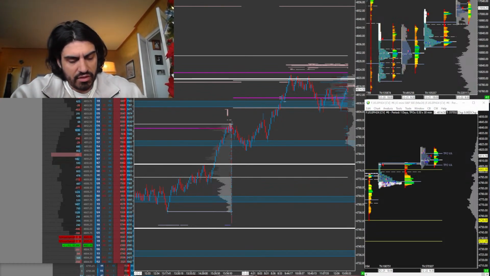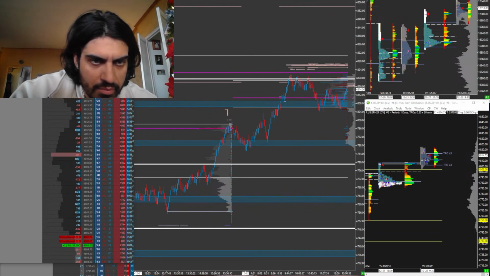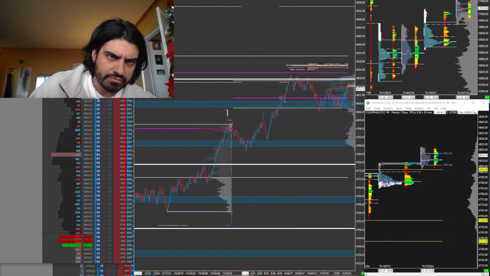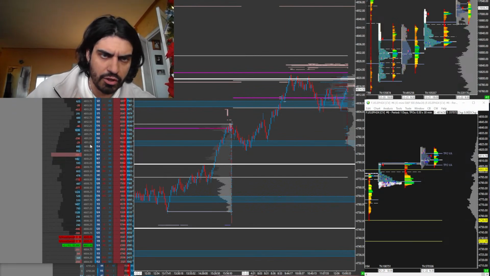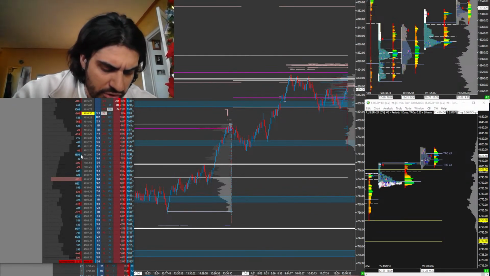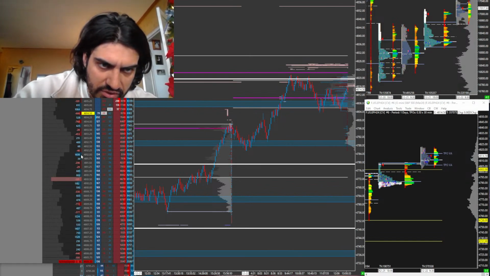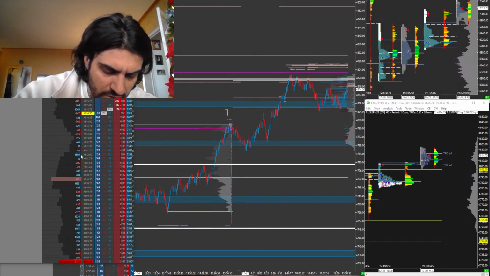Let's see if they offer this again. If not, let this thing fly. But when they throw in bids like this, very close to price, and they actually trade them, they go market sell. It's not a good sign for the continued move to the upside.